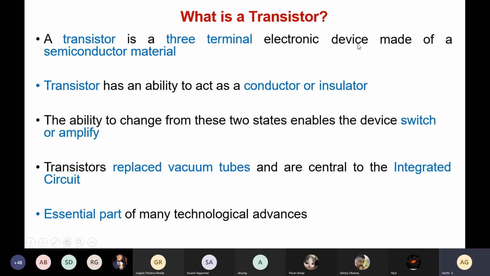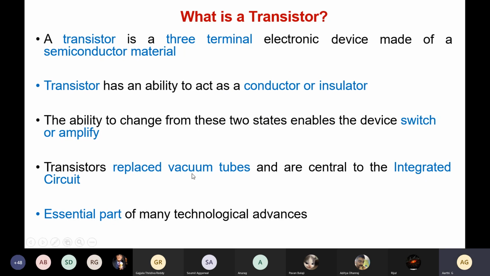So a transistor is a three-terminal electronic device made of a semiconductor material. It has the ability to act as a conductor or an insulator. Since it's a semiconductor material, it can act as both conductor and insulator. The ability to change between these two states enables the device to switch or amplify. So basically, we use the transistor as a switch or as an amplifier.